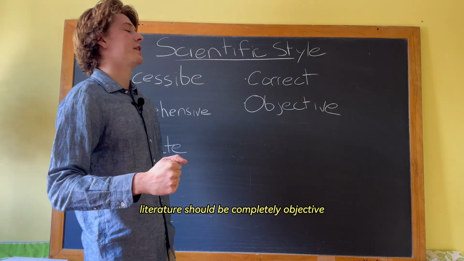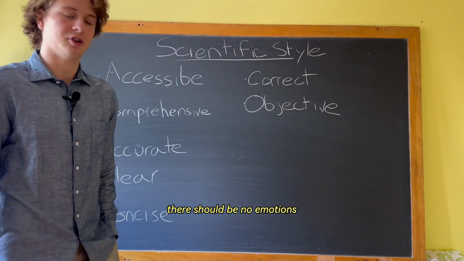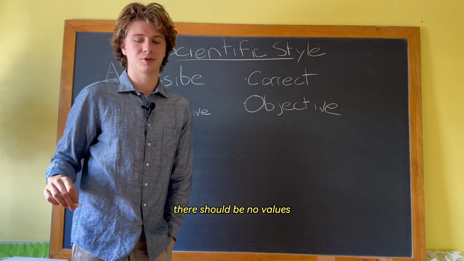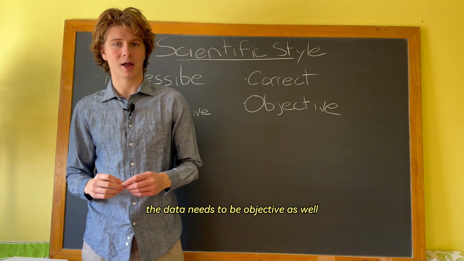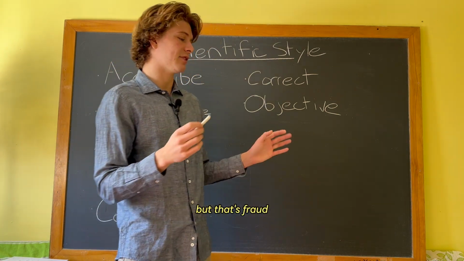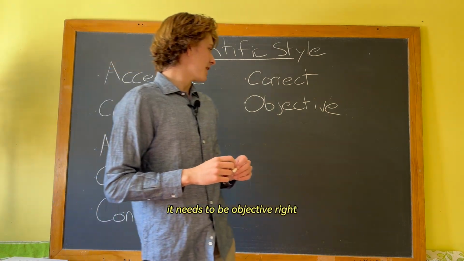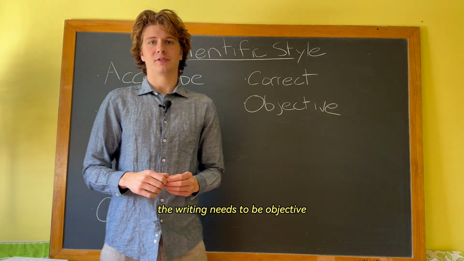Of course, the scientific literature should be completely objective. There should be no emotions. There should be no values. You should really let the data speak for itself, right? The data needs to be objective as well. Something that's not always seen, but that's fraud. It needs to be objective, right? The writing needs to be objective.